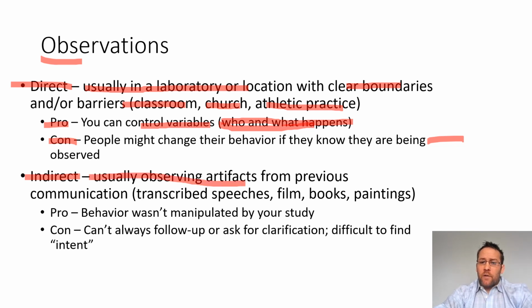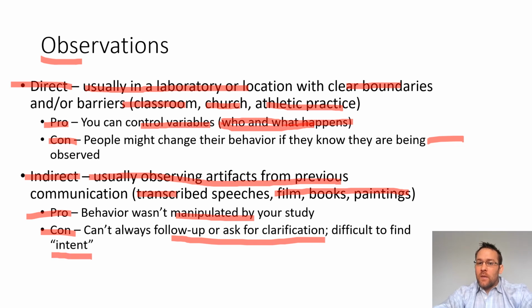Indirect observation is usually observing artifacts from previous communications. So if I'm looking at transcribed speeches, films, books, paintings, whatever. The pro is that the behavior was not manipulated by my study. When people produced these things, they didn't know it was going to be studied, so they didn't have the added weight of being careful because someone's going to analyze this. The con is that I can't ask follow-up questions or clarifications, so it can be difficult to find the intent. If I'm studying a film from 100 years ago, I can't go back to everyone involved in the film and ask follow-up clarification questions.